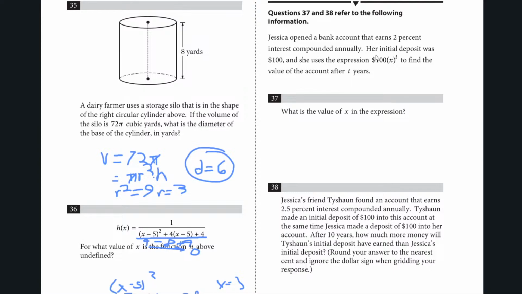What is the value of x in the expression? Jessica opened a bank account that earns 2% interest compounded annually. Her initial deposit was $100. That's her principal, so we have 100. And she uses the expression 100 x^t to find the value of the account after 2 years. The value of x in this is going to be how much we're compounding every year. If we have an interest rate of 2%, that means we're increasing by 1.02. So our value of x is going to be 1.02.